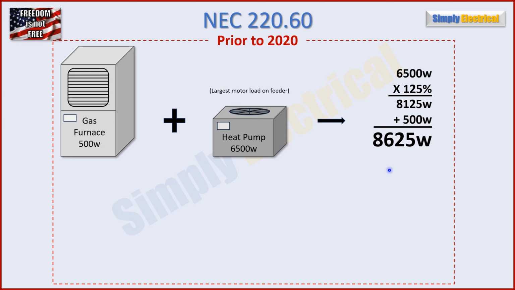Now, that's a very simple example of applying the largest motor rule. But remember, this is not a non-coincident load here. This is a coincident load. So now let's try a non-coincident load.